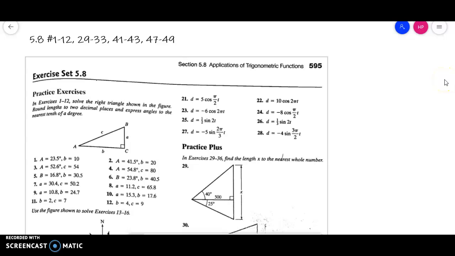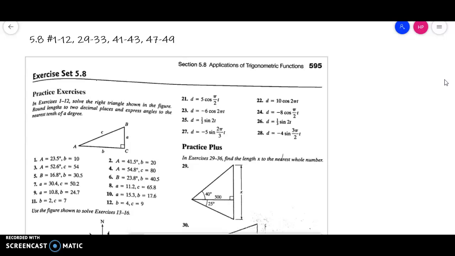So 5.8 is application. So it's pulling together a few of our ideas with right triangles before we move on to what happens when it's not a right triangle, which is where we'll address the law of sines and the law of cosine. So the problems listed across the top are an awful lot, just a couple from each one.